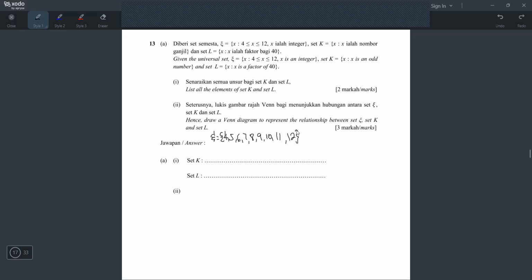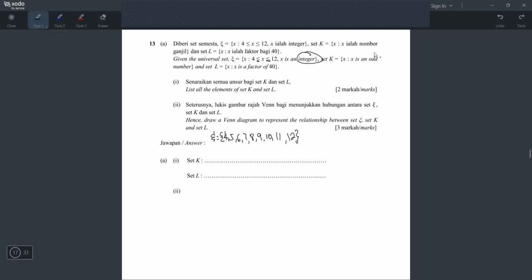Why do we have to write 12? Because there is a line here. When they have the line here, it means 4 and 12 are included. And why do they mention integer? Integer means numbers with no fraction, no decimal. Because if you want to include all the 4.1, 4.2, then there are a lot of numbers already. That's why they say integer. So there are no decimals, no decimal points, no fractions.